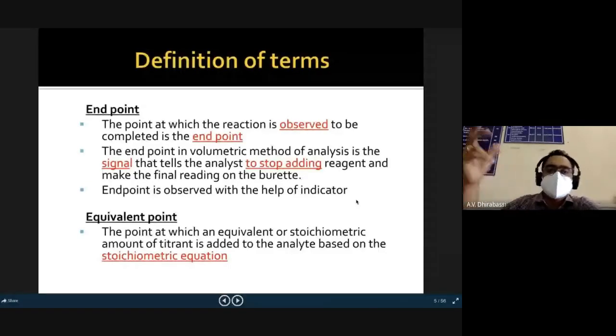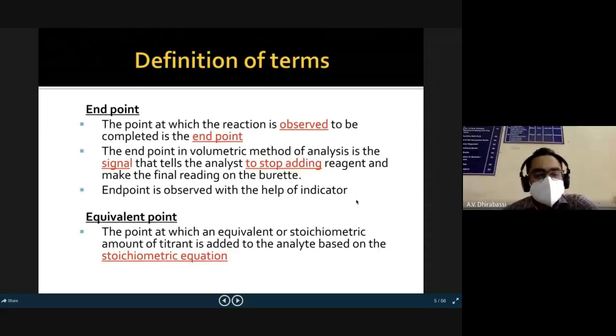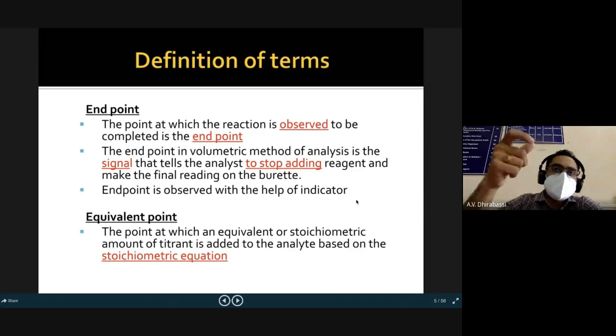Here the reaction is completed, that is neutralized. These types of changes will be your end point. The end point in a volumetric method of analysis is the signal that tells the analyst to stop adding reagent. Exactly at the color change is the end point.